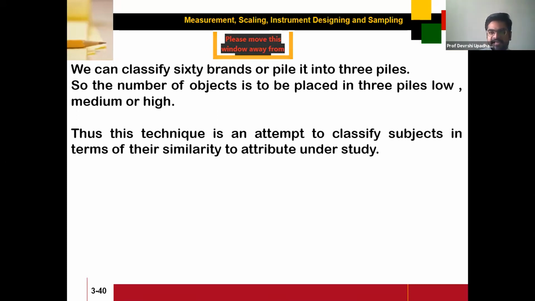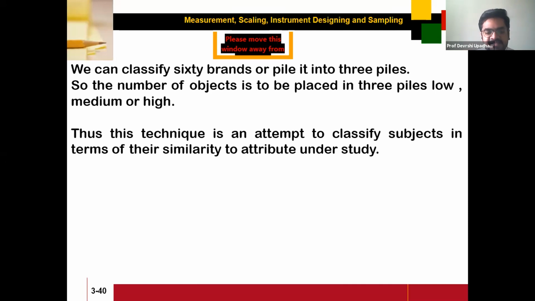So out of 60, you can have three piles, or three segregations. I'll be using the word segregation, that you can also arrange in low, medium, and high. The point is that you are ultimately classifying, or segregating, these brands based on the multiple objectives that we have found out.